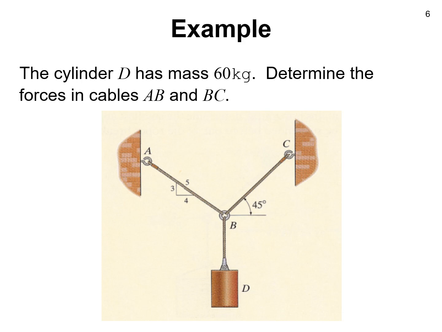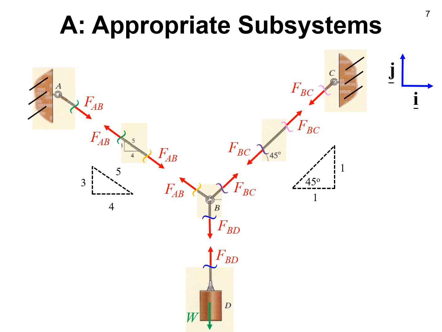So for example, we've seen this picture before. Let us now suppose the cylinder D has a mass of 60 kilograms. And now our question is, determine the forces in the cables AB and BC. We saw before that we could draw an exploded system diagram in which we break up the system into many small subsystems or pieces, and we draw the free body diagram of each of those pieces.